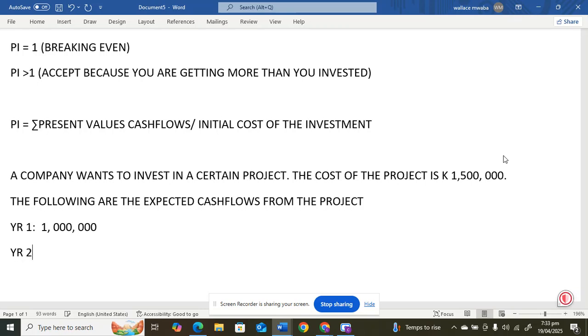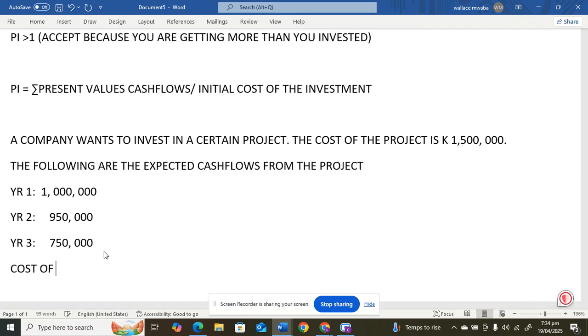Year 2, expected to make 950,000. Year 3, supposed to make, say, 750,000. Cost of capital is 10%. Evaluate if the investment is viable using the profitability index.